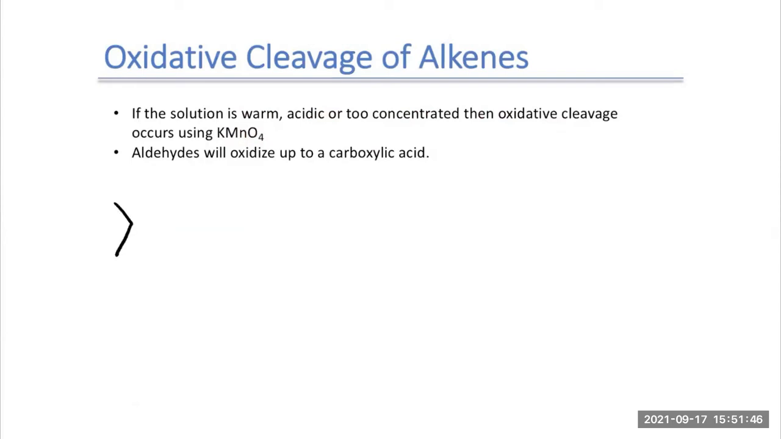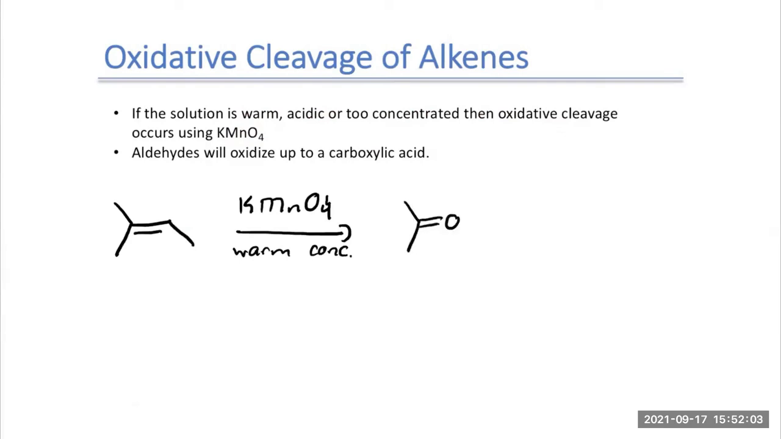So what'll happen is if we use our potassium permanganate when it's warm and concentrated, so warm water concentrated, instead of that diol, it's going to keep oxidizing and split your double bond in half, giving you carbonyl groups. So it'll give us a ketone and a carboxylic acid.